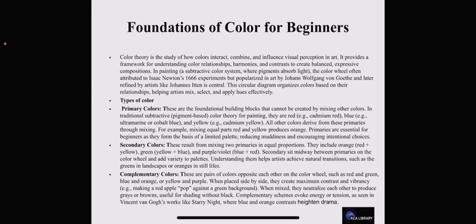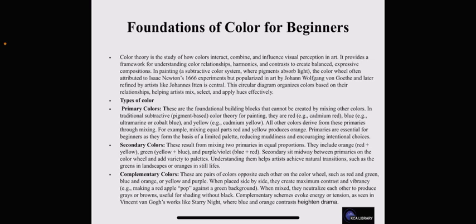Secondary colors, on the other hand, are the result of mixing two primaries in equal proportions. They include orange, where red plus yellow will form orange, green, which is yellow plus blue, and purple or violet, blue plus red. Now secondary colors sit midway between primaries on the color wheel and add variety to the palette. Understanding them helps artists to achieve natural transitions such as the green in landscapes or oranges in still lifes.